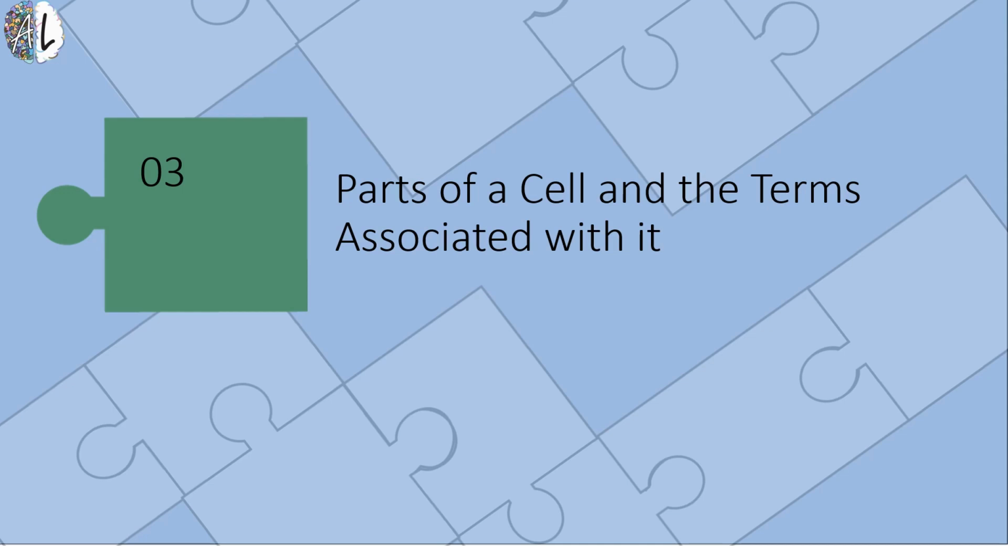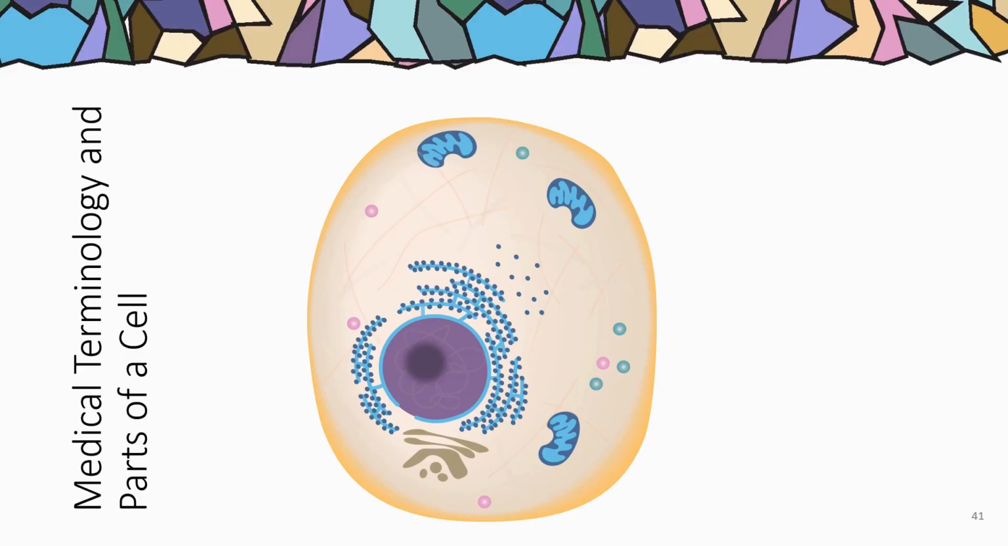Next up, we're going to look at the cell. We're going to look at some of the organelles and a lot of the medical terms that are associated with it. Okay, so this is a cartoon version of a cell. You can see it's that nice little sort of circular oval shape, and we're going to look at some of the different parts that we find inside of a cell.